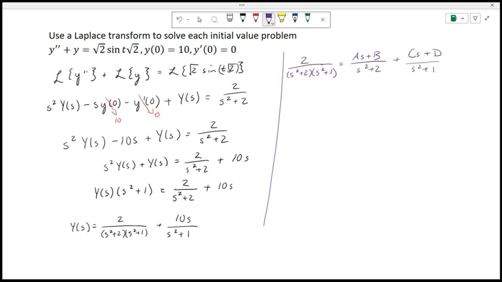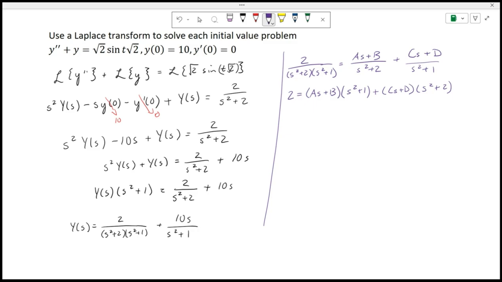Now I'm going to multiply this equation by the common denominator of s squared plus 2 times s squared plus 1. On the left, that leaves me with just a 2. On the right, I'll have as plus b times s squared plus 1 plus cs plus d times s squared plus 2. Now, normally whenever I can, I plug in values for s to solve for these, but it's a little bit trickier with these irreducible quadratic factors.